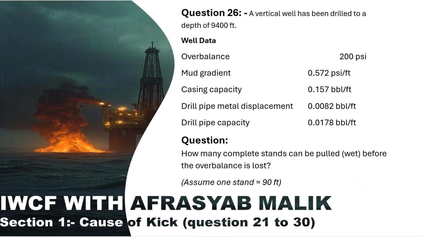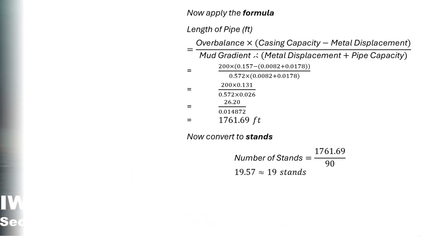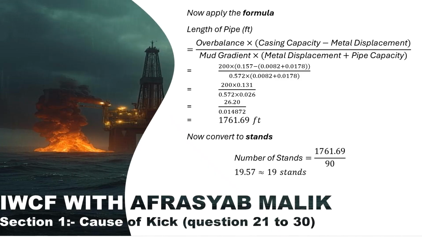Now let's solve question 26. In this problem, we will calculate how many complete stands can be pulled wet before the 200 psi overbalance is lost, by applying the formula step by step using the given well data. Now applying the formula step by step, we calculate the pipe length as 1,761.69 feet, and dividing by 90 feet per stand gives approximately 19 complete stands that can be pulled wet before the overbalance is lost.